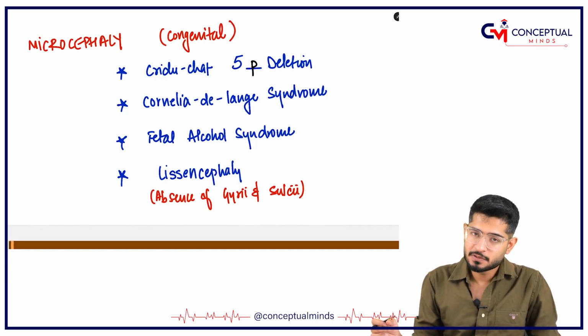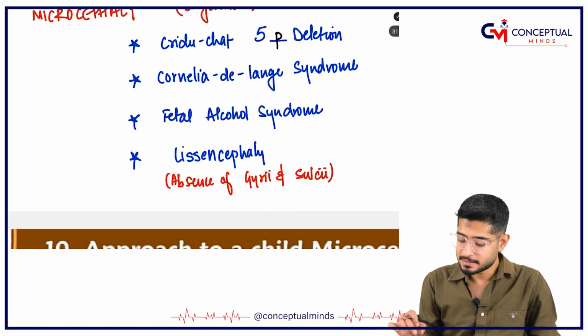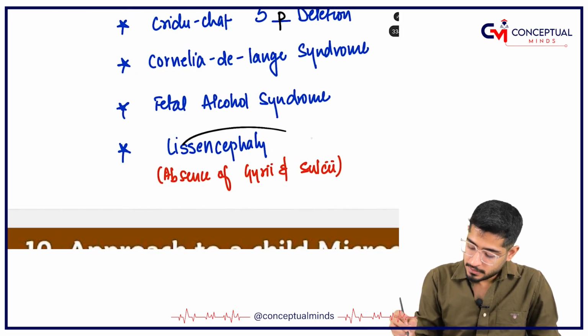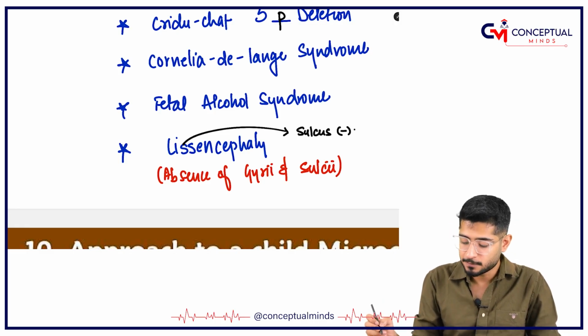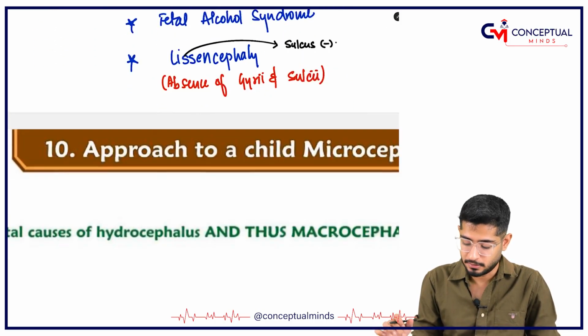And there is something called lissencephaly. Lissencephaly means there is absence of gyrus and sulcus. S for sulcus. So sulcus are going to be absent, gyrus is going to be absent. These are the congenital causes of microcephaly.